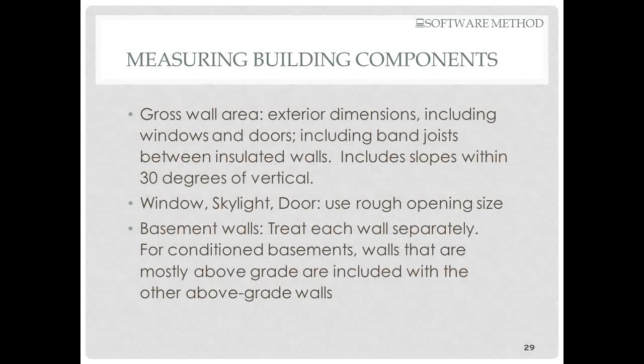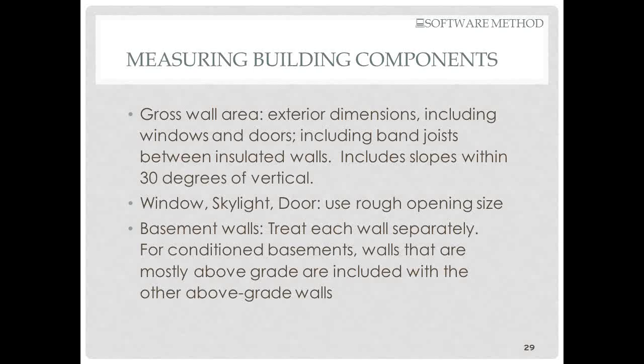The code considers the wall dimension to be from the outside of the exterior framing to the outside of the exterior framing. This is the same as most carpenters think about it. In other words, a wall that's 24 feet long is 24 feet from the outside of framing to outside of framing. For windows, doors, and skylights, you use the rough opening size, not the size of the glass, not the size of the unit, the size of the rough opening.